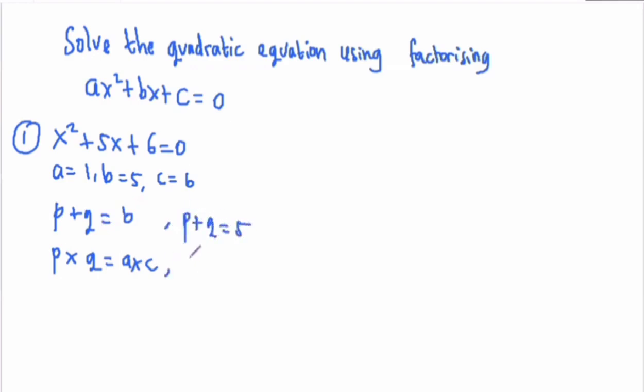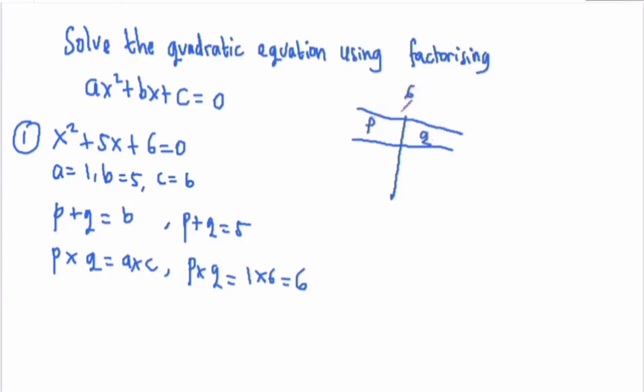And then P times Q is equal to AC. So P times Q is equal to 1 times 6, that is equal to 6. It means that P times Q is 6, and if we add them, it becomes 5. Then we try 1 times 6. 1 times 6 is equal to 6.